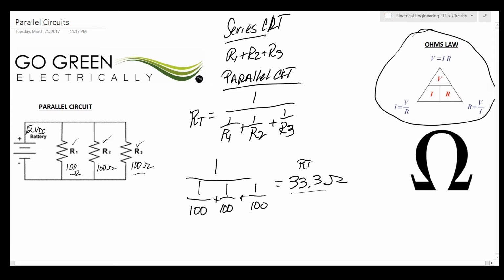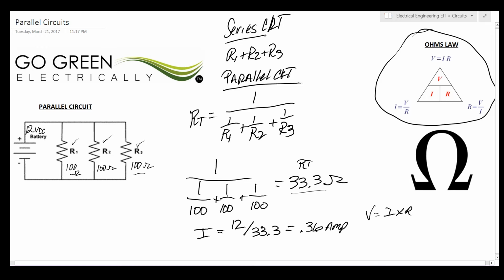Now we can use Ohm's law now that we have the resistance total, which is that we want to solve for I, because that is the unknown. We have the two knowns, and that is voltage, 12, divided by 33.3, which is going to be 0.36 amps. And now again, we can check that out by assuming that we didn't know what the voltage is.